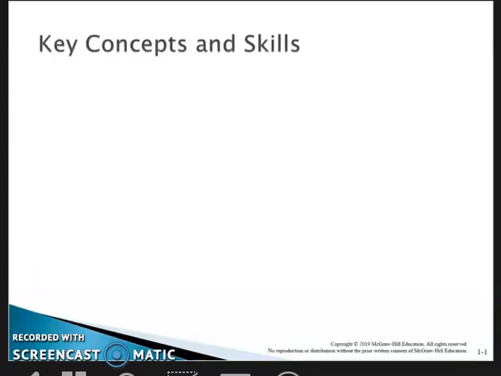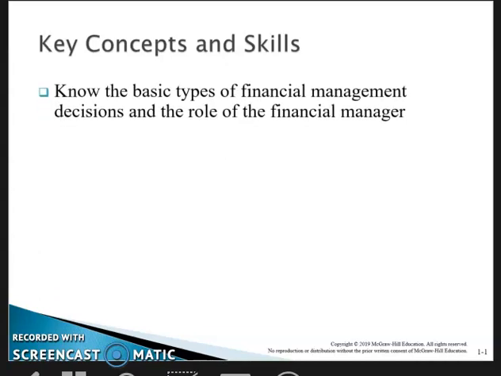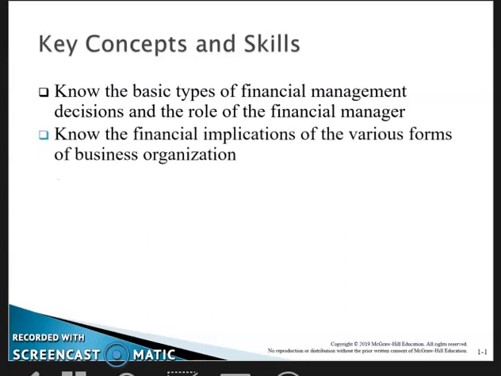So as far as the first chapter goes, key concepts and skills. Know the basic types of decisions that financial managers make, the role of the financial manager in those decisions, the implications of various forms of business, and the goal of the financial manager.